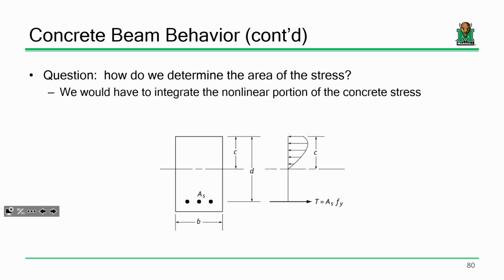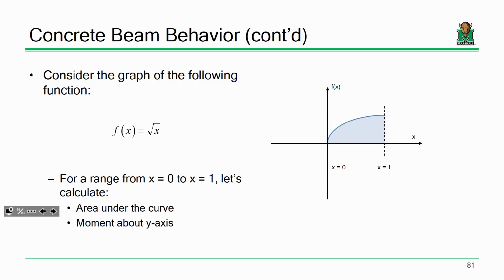Now, what I'm going to do is use some calculus to help explain the approach that we use in reinforced concrete design. So in order to explain that, I want to consider the following curve. We're going to look at the graph of y equals the square root of x, and the region bounded from x equals 0 to x equals 1. Would you agree that that region looks something about like that?